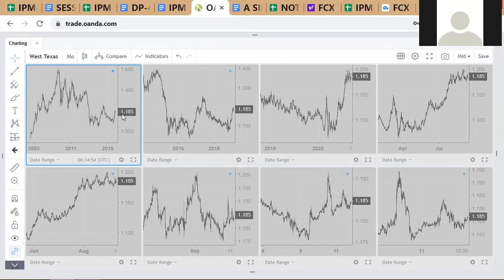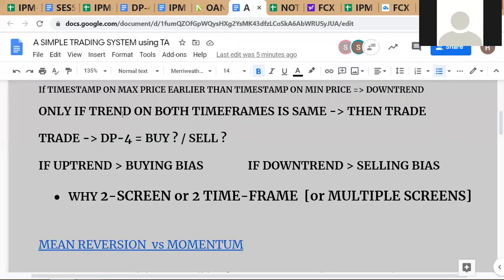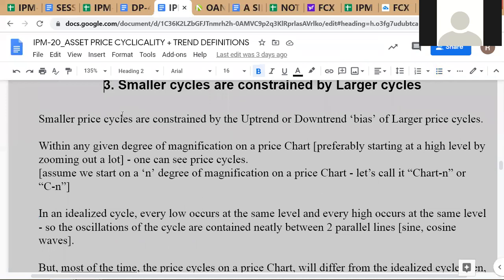But in real life, the software you have bought may not have facilities like that, or can't display all the markets. So those are constraints, but I'm just telling you what you should be looking at ideally. So this is an important point. Why two screens or two time frames? Because of this important principle that smaller cycles are constrained.